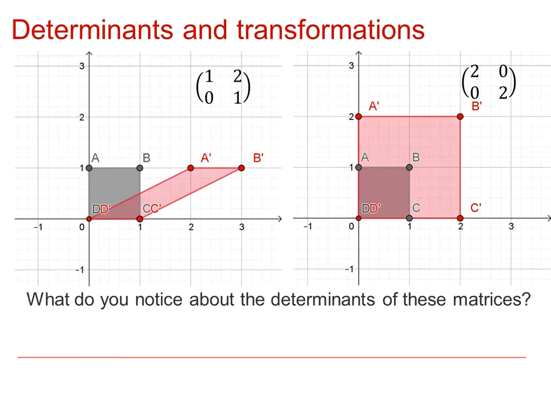If we look at the determinants of each of these matrices, if I call this one matrix M1, then the determinant of M1 is equal to 1. And remember that the area scale factor was 1. For this one, matrix number 2, the determinant of M2 is equal to 4. So it appears that the area scale factor is equal to the determinant of the matrix.